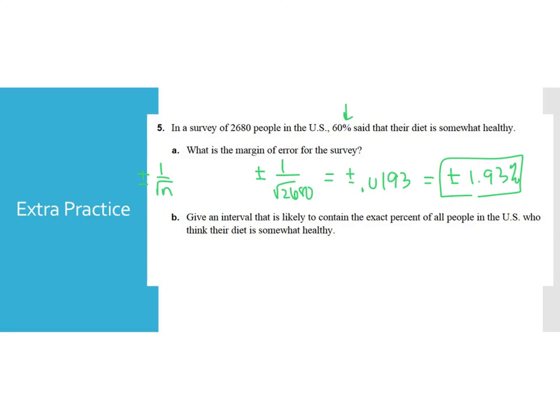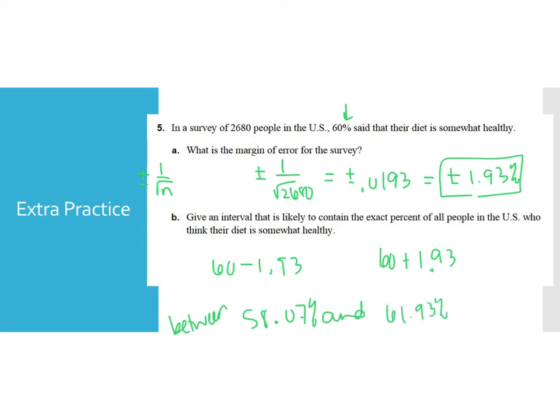So what I just gave you was the answer for B, give the interval. So we would do 60 minus 1.93, which is going to be 58.07. Let me make sure there. Yep. Up to, so let's say between, and these are percents we're looking at. So over here we're going to do 60 plus 1.93, which is going to be 61.93%. That is your interval. All right, let me know if you have any questions.